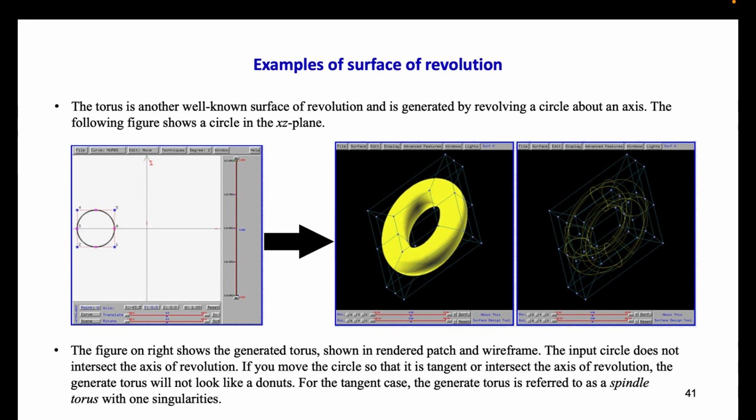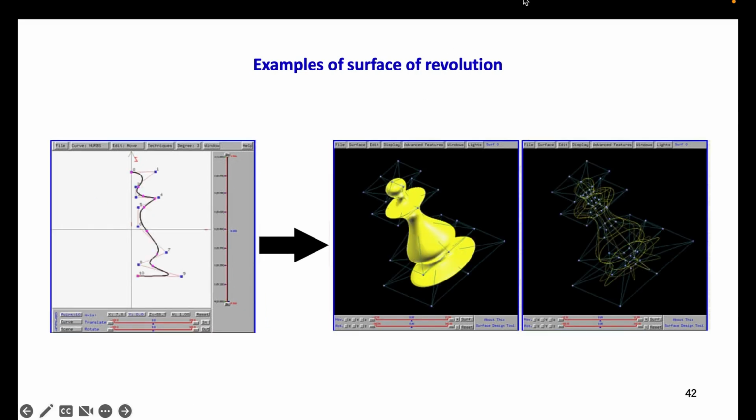If you move the circle so that it is tangent to or intersects the axis of revolution, the generated torus will not look like a donut. For the tangent case, the generated torus is referred to as a spindle torus with one singularity. This is what we use while playing, that is the chessman. This is generated like this. This is a good example of how the surface of revolution is put into practice.